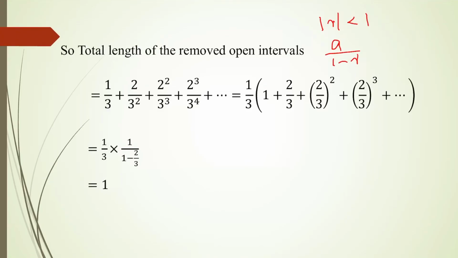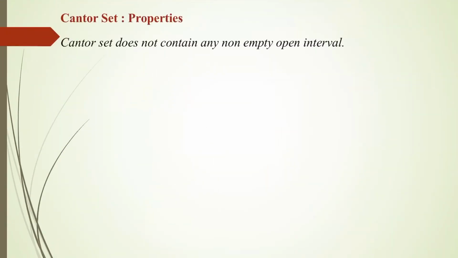Note that we have started from the closed interval [0, 1], and the length of this interval is 1. And we have removed open intervals with a total length 1. Okay, we have started from an interval of length 1 and we have removed open intervals with a total length 1. And the next property says that the Cantor set does not contain any non-empty open interval. There is no open interval which is a subset of the Cantor set.